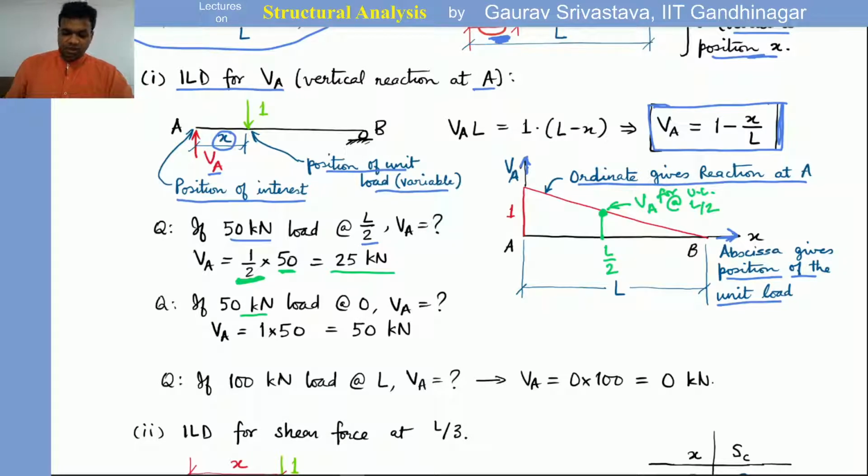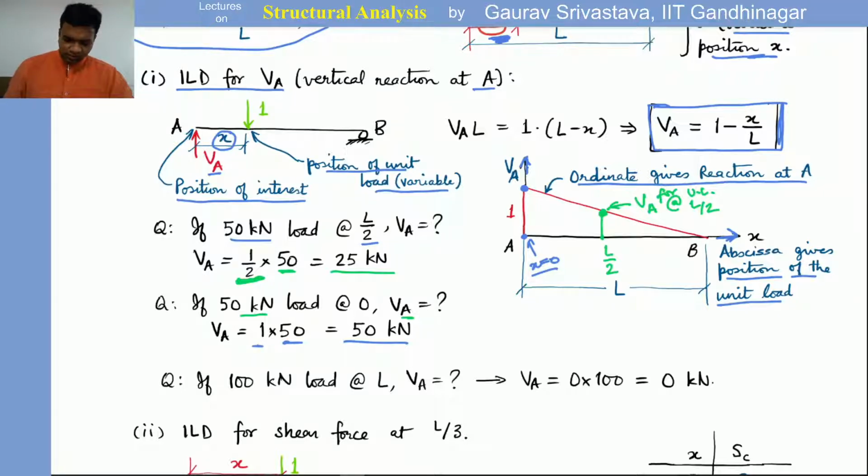Similarly, one may ask that if, let's say, a 50 kilonewton load is applied at A, what is VA? In this case, we will go to this location at x equal to 0. If the unit load is at x equal to 0, the value of VA for a unit load is 1. So for 50 kilonewton, it will be 1 times 50, which is 50 kilonewtons.